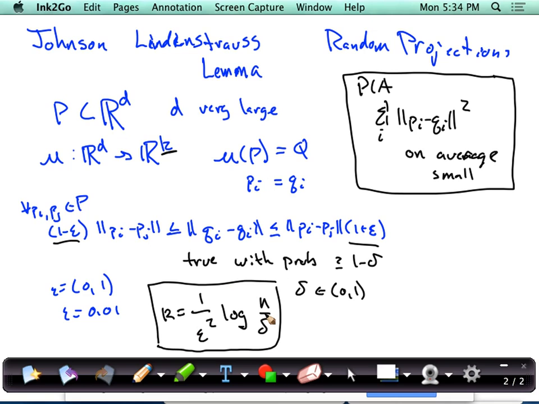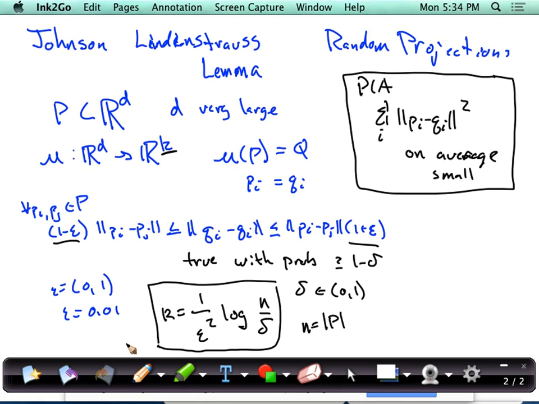Yeah? Is that the number of points? So n is the number of points. Okay, n equals the size of P. Yeah, great, thanks. So it has to do with the number of points. It does not have to do with d. So d can be as large as you want, and you still only need this many dimensions.